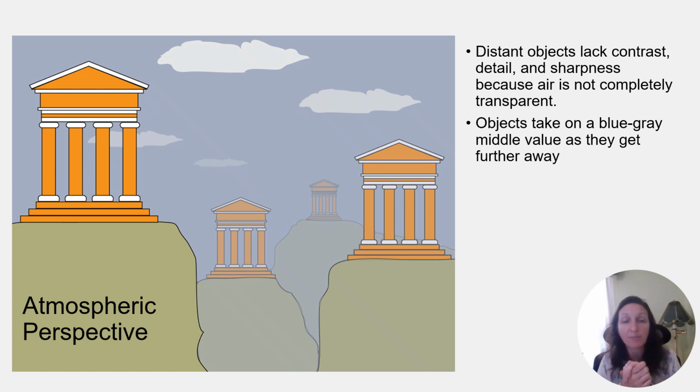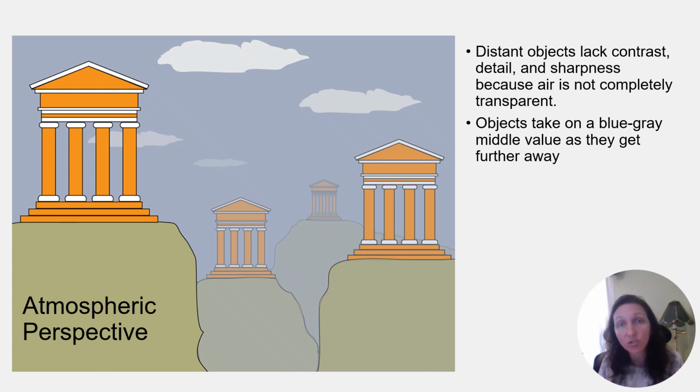All right, so the first is atmospheric perspective. This deals with overlapping foreground, middle ground, background. Basically, the farther away objects get, the less detail that you see. And that's because air is not completely transparent.